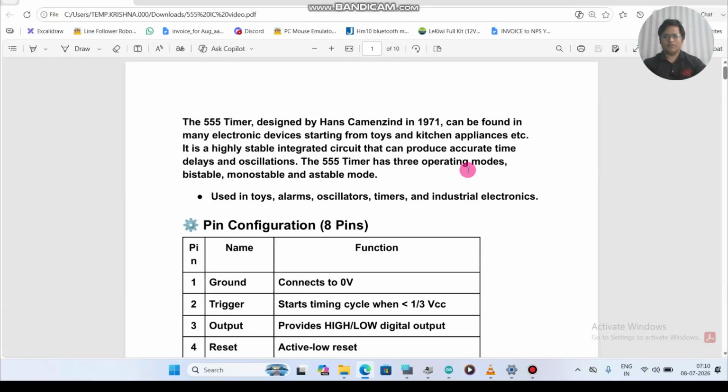Today in this video I'm going to cover the 555 timer IC. I will be covering what the 555 timer IC is, how it works, and what the applications of this IC are. So let's start the video.